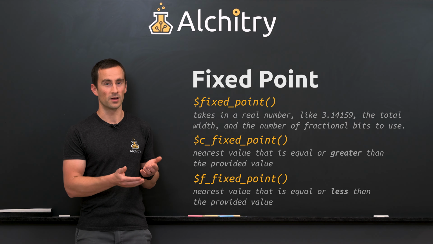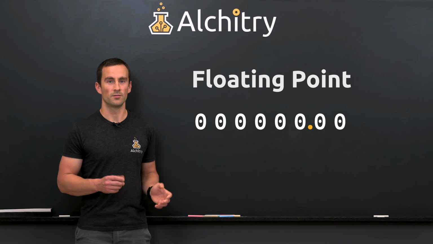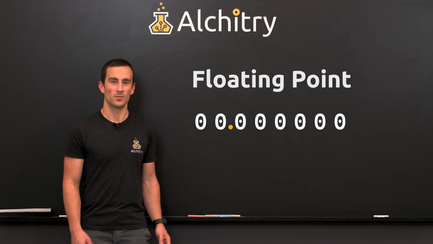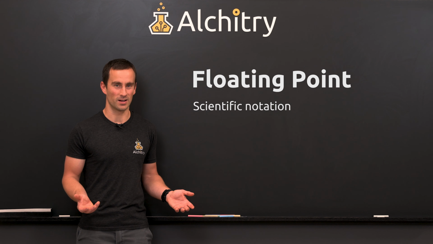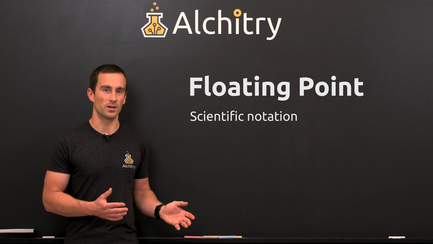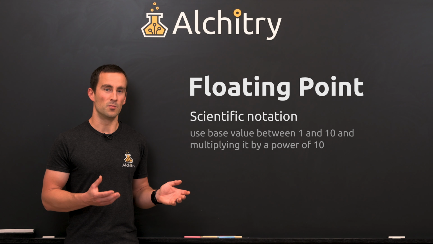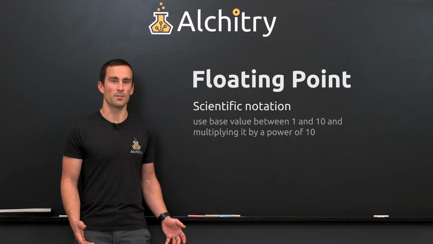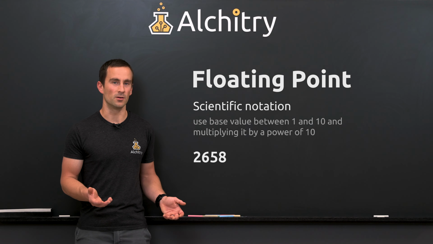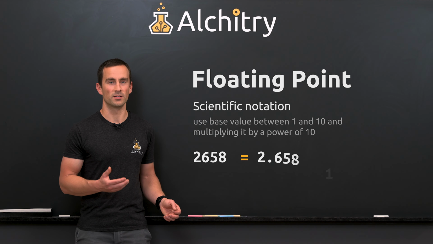Sometimes the range of values you need to represent can be vast. You could use an equally vast number of bits to represent all of the values you need, but it can often be much more practical to use something called floating point. Instead of implicitly fixing the decimal point at a specific spot, floating point allows it to move dynamically. You may remember scientific notation from chemistry class. This is where you write values by using a base value between 1 and 10 multiplied by a power of 10. For example, to write 2,658, we would write 2.658 times 10 to the third. This is the basis for how floating point works.